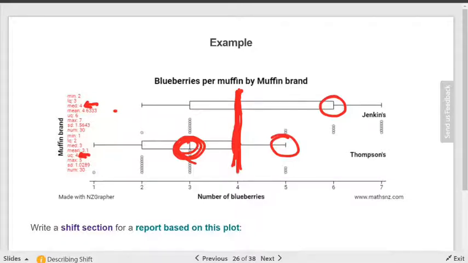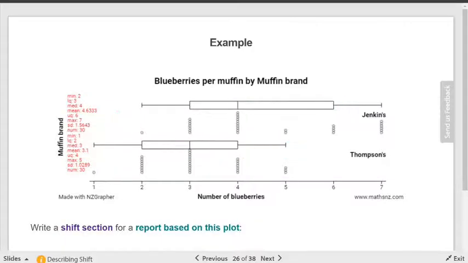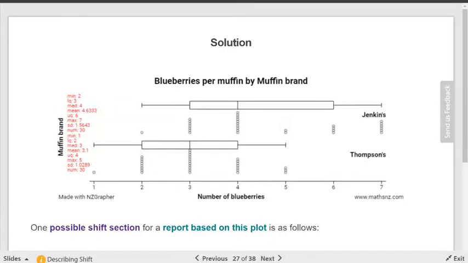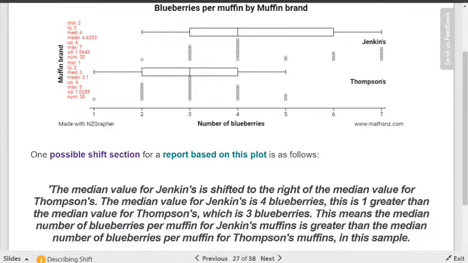Okay. So if in doubt, go back to the numbers and you can see more clearly. So let's look at what they wrote. You're going to get lots of practice doing this because you're going to have a homework on this. All right. One possible shift section.